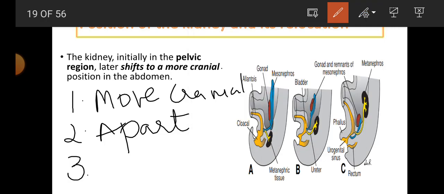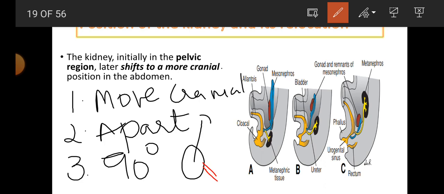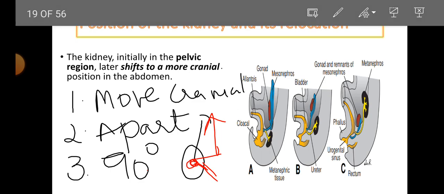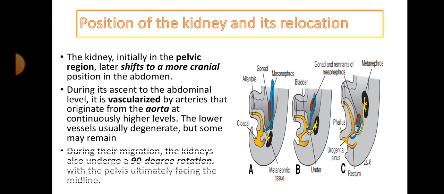And the third thing, as they move apart, they undergo a medial rotation of 90 degrees. Why? As the kidneys go up, they take the blood supply from the pelvic region. The hilum is ventrally placed, but as they move apart, the hilum rotates medially and there is a 90 degree rotation taking place. These are the three positioning changes happening in the relocation and positioning of the kidney after development.